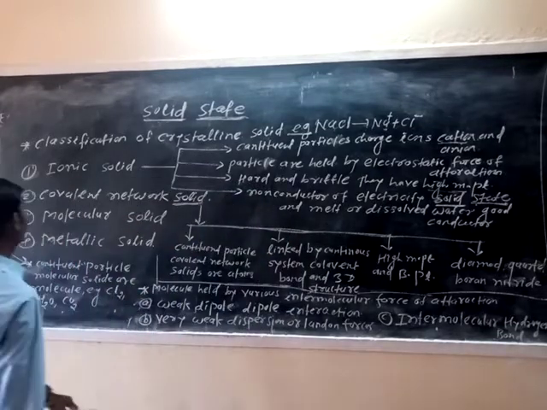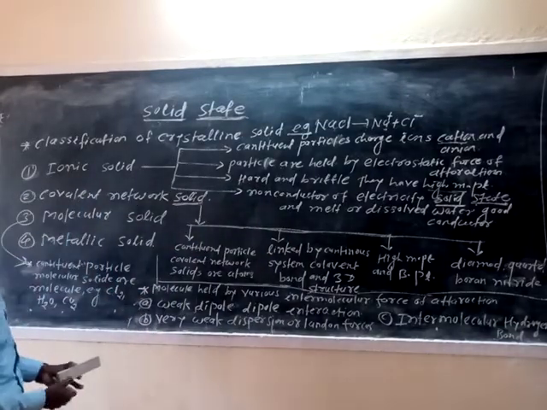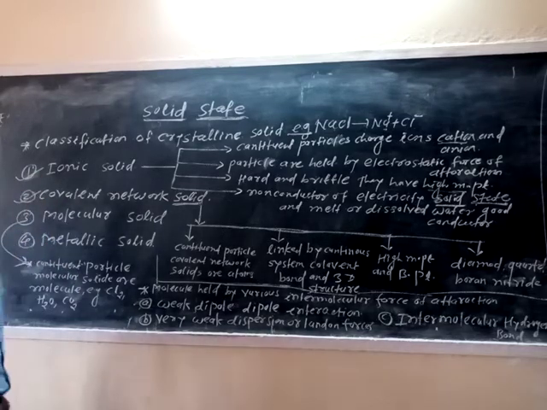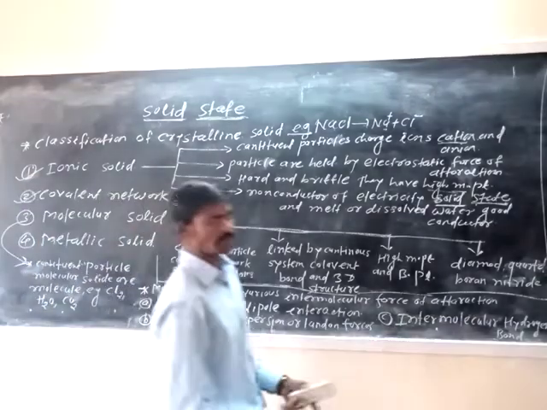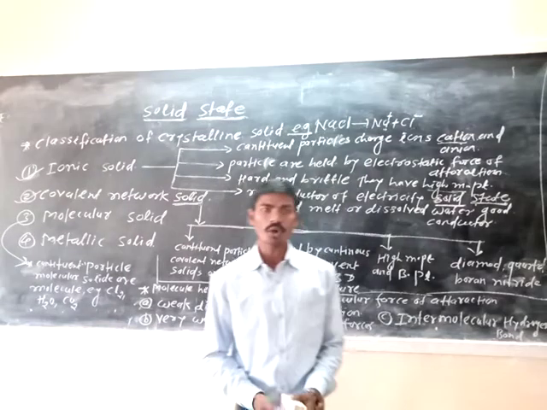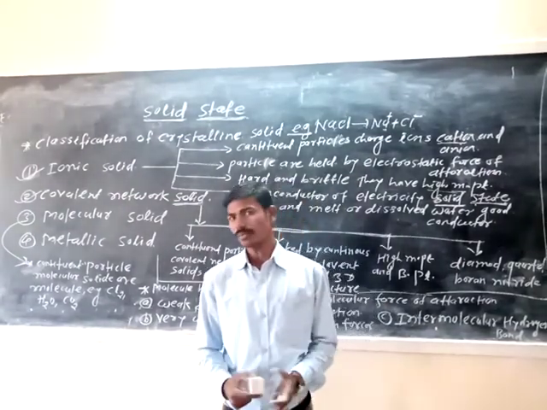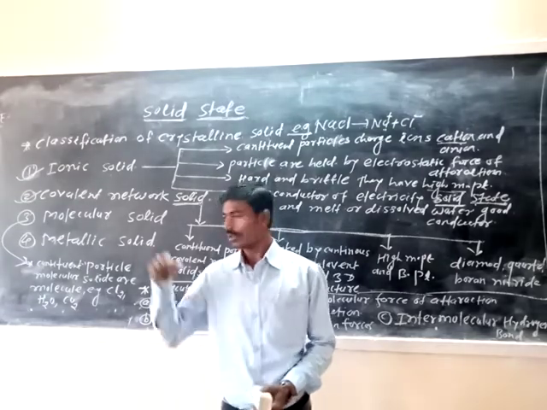Next topic in the classification of crystalline solids is the covalent network solid. In the covalent network solid, the covalent bond is formed, as in the previous standard in chemical bonding, the formation of the chemical bond or covalent bond.